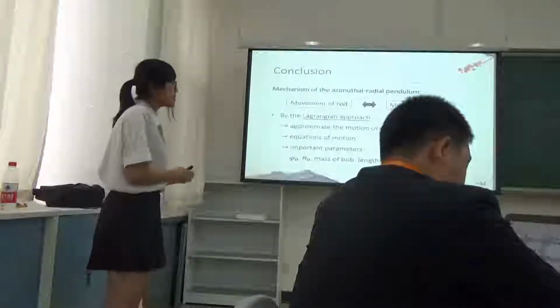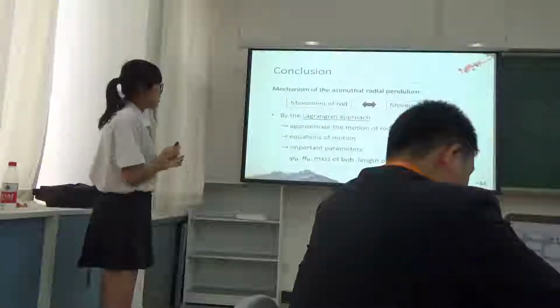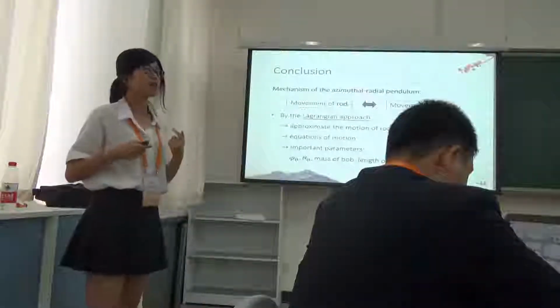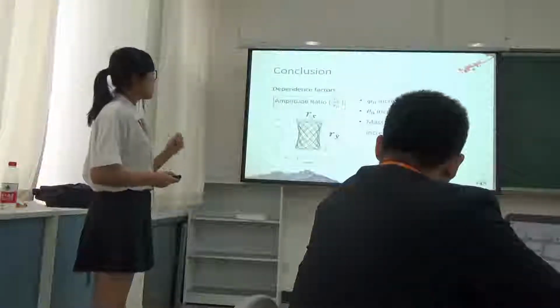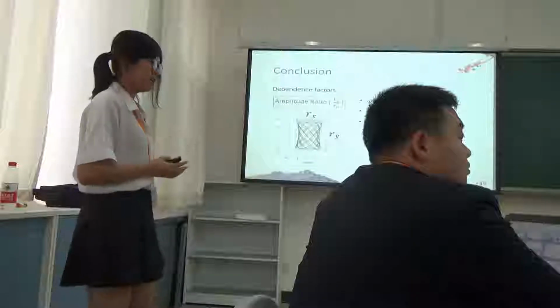First, we approximate the motion of the rod as a spring, and we got the equations of motion. We try different important parameters such as the initial theta, the initial phi, and the mass of the ball. We also try to analyze the characteristics of the trajectory.